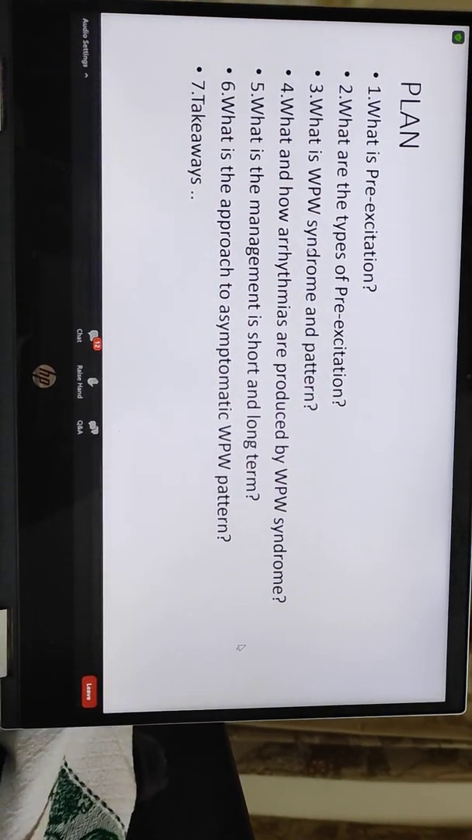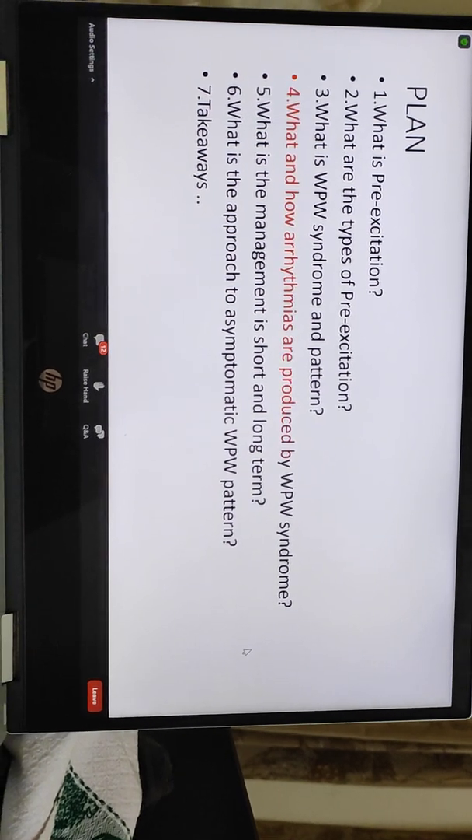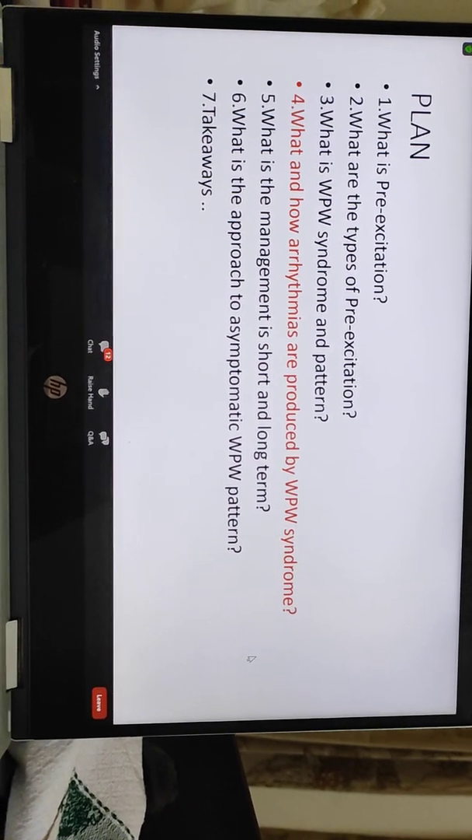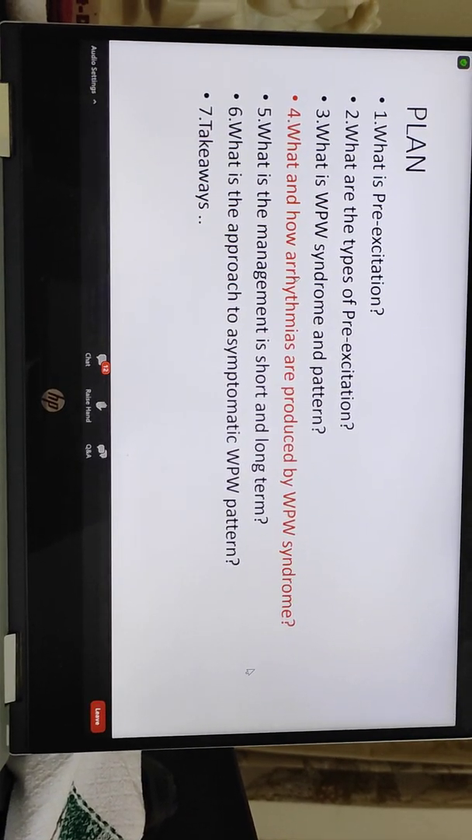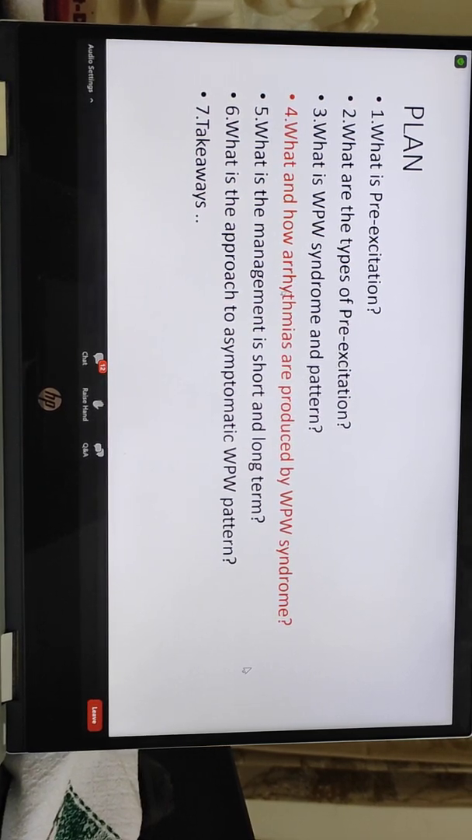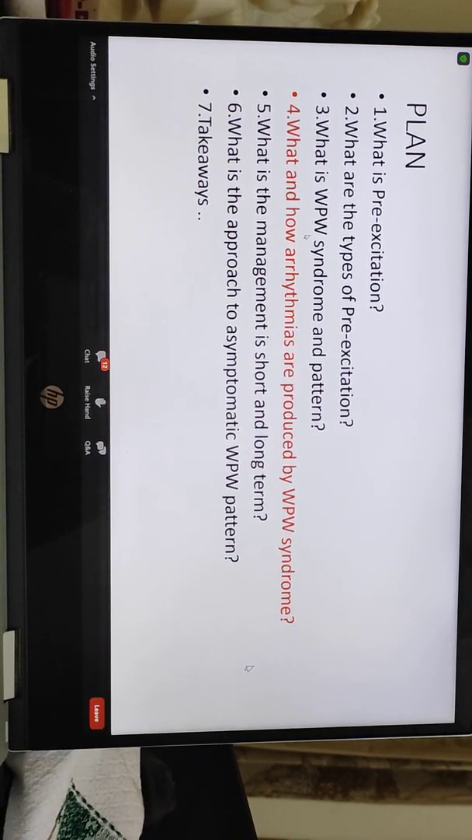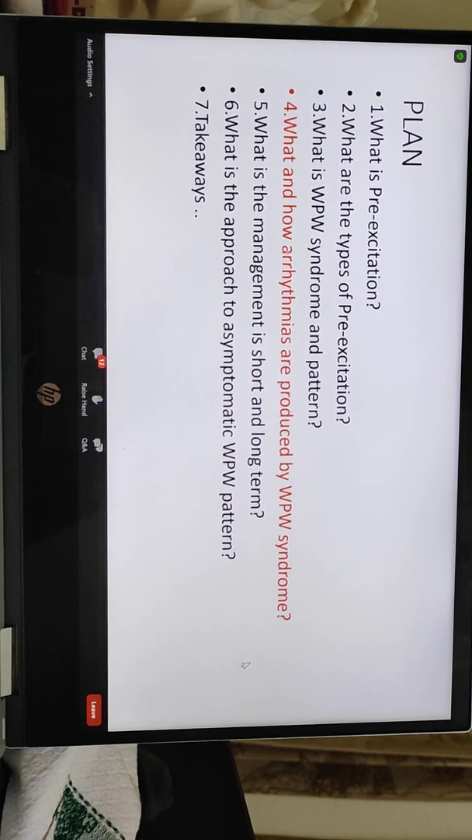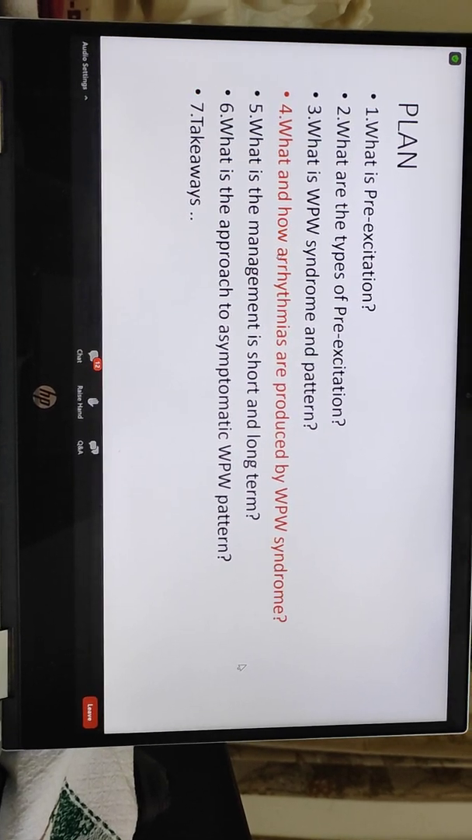Having understood the Wolff-Parkinson-White syndrome and pattern, and what arrhythmias are going to be produced by this particular Kent bundle, and how arrhythmias are produced. So what are the arrhythmias? How are these arrhythmias produced? The most difficult part in this lecture.